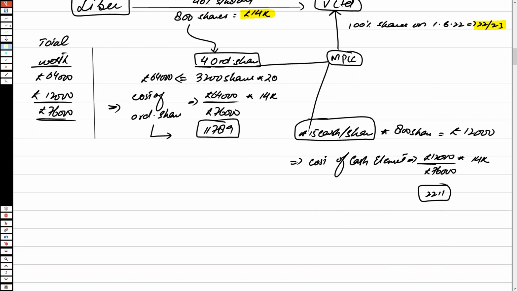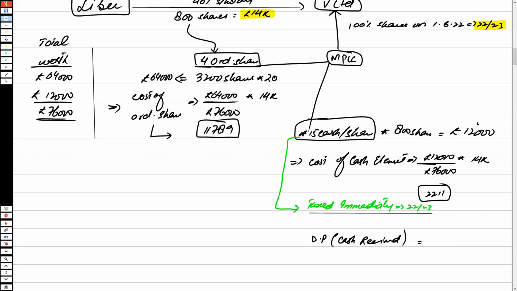Now, this cash element is to be taxed immediately. Taxed immediately means this cash element is going to be taxed in the fiscal year in which it is received. How can we tax the cash element? I told you the formula. Take the disposal proceeds, which will be the cash received amount, and cash received in this situation is 12,000. From this cash received, deduct the cost of the asset, and the cost of the asset is 2211.